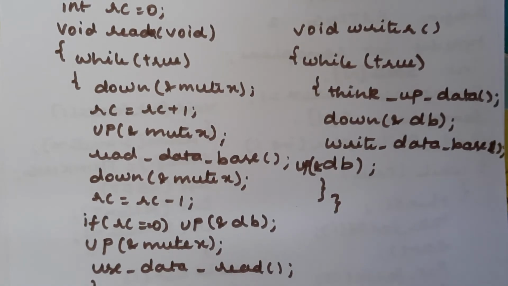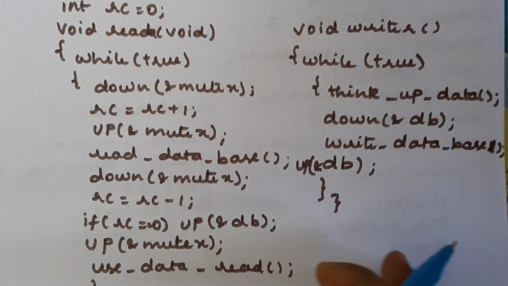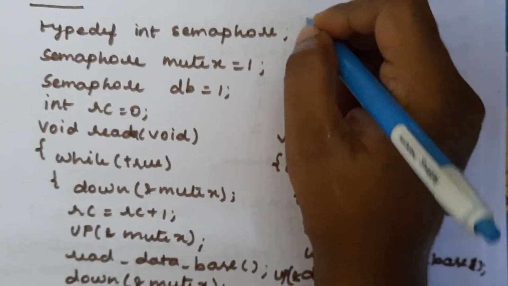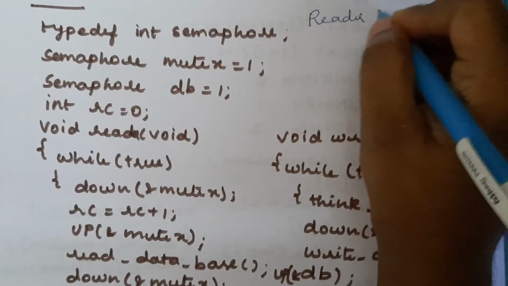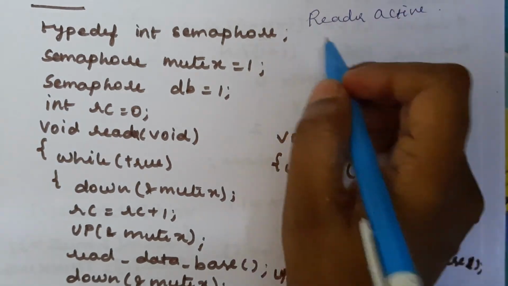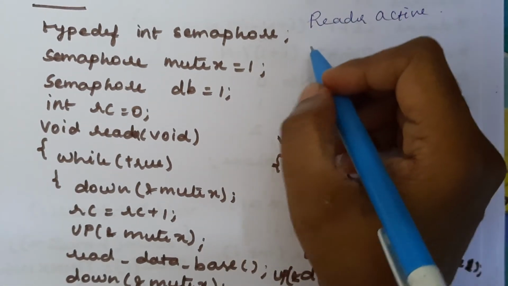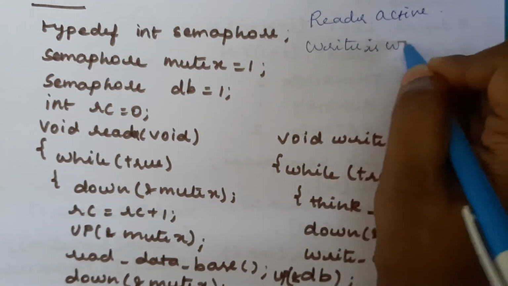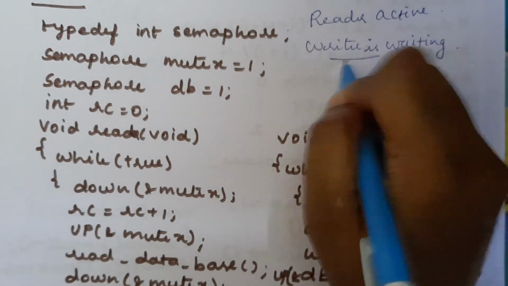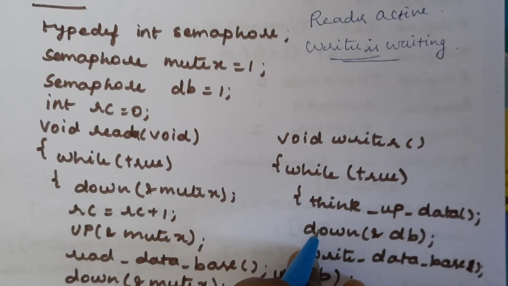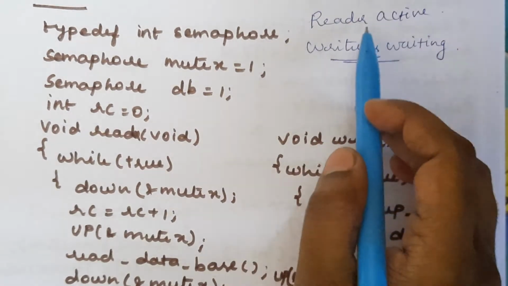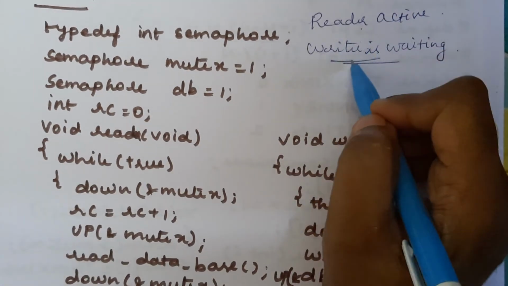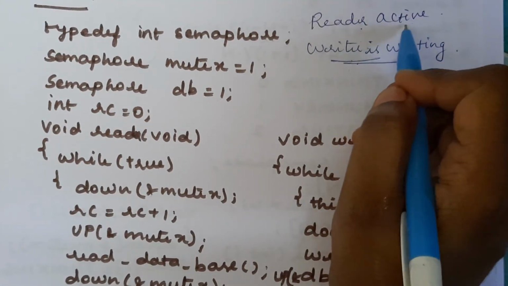But we are actually getting into one problem. I'll tell you the problem. Currently the reader is active, any one of the readers is active. And afterwards the writer is waiting. So if any other process wants to write the data, while the reader is active he cannot perform it. So he has to wait until the completion of this particular reader operation.